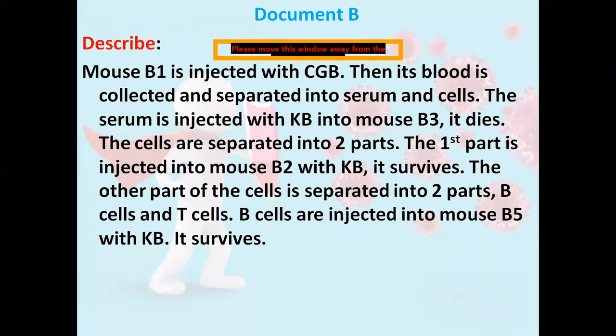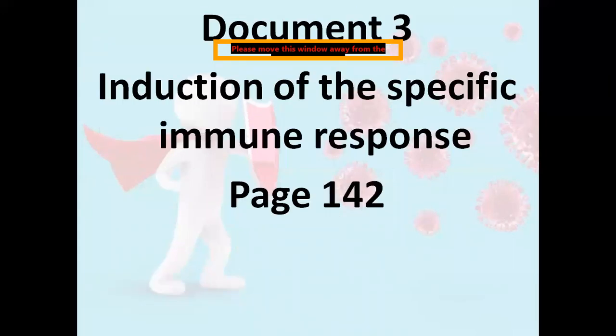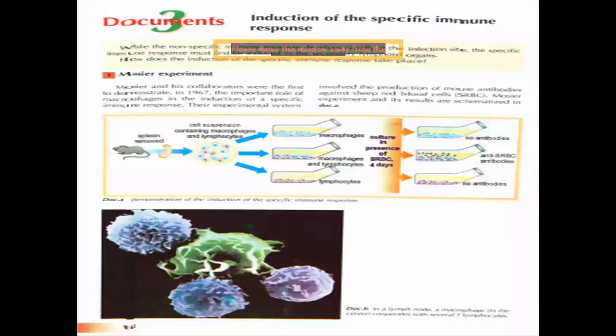So the big question here: what determines which type of immune response it will be? If it's a specific humoral immune response or a specific cell-mediated one? What determines which type of immune response is going to be conducted here? Let's move to document 3 to talk about the induction of the specific immune response.